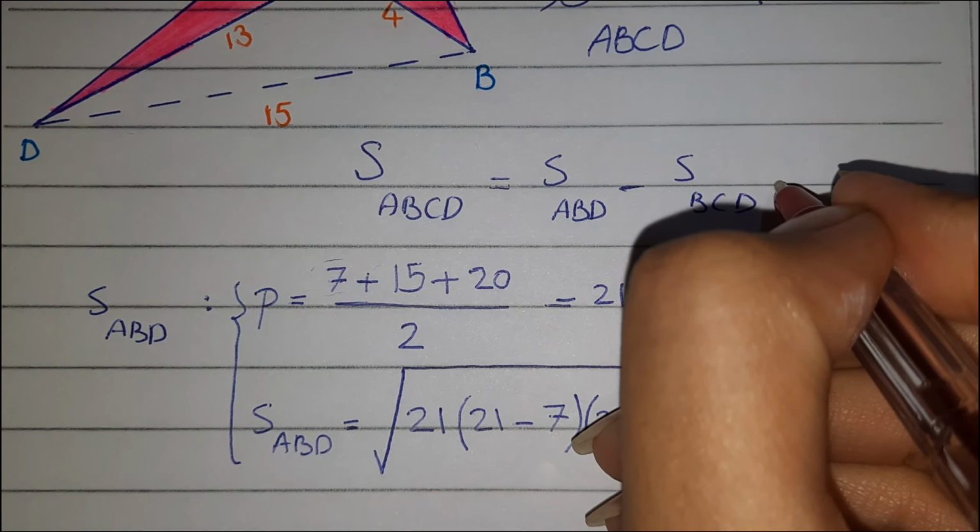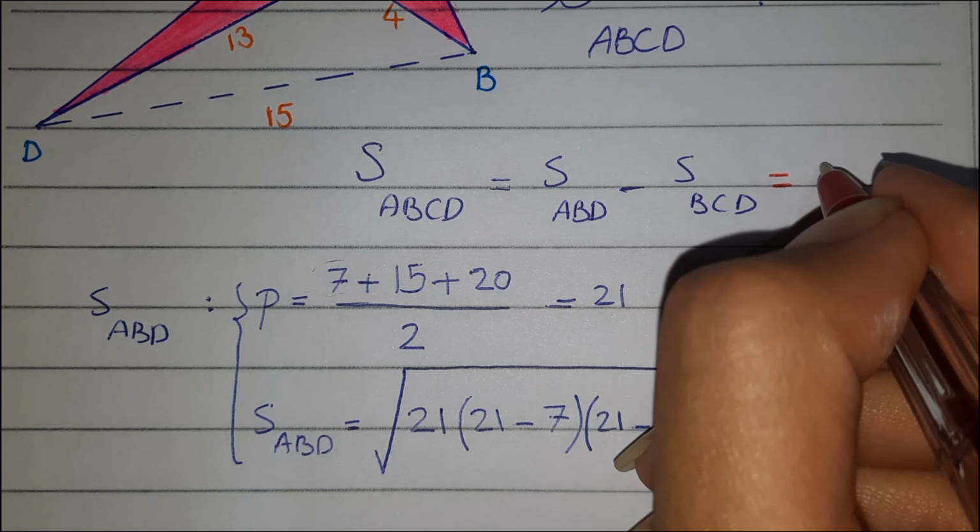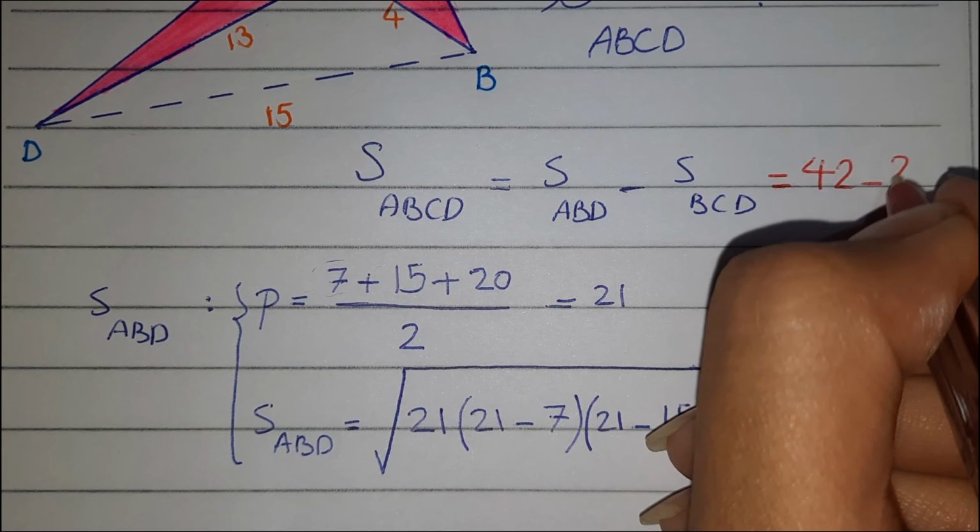The painted part is equal to 42 minus 24, and finally 18.